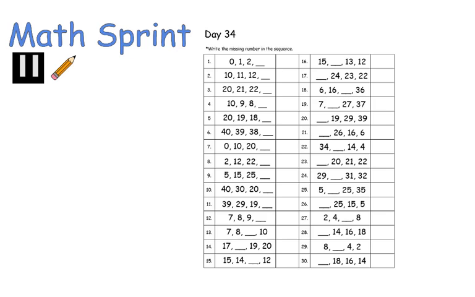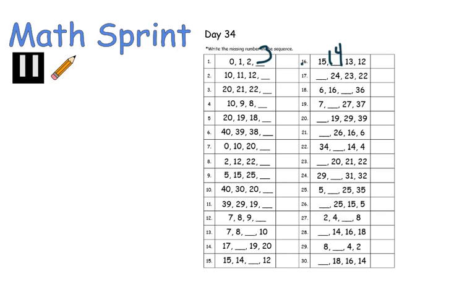Okay, so your first page is a math sprint. So for this one, you are writing in the missing number. So some of them are counting up, like the first one, we have 0, 1, 2, and then the next one is 3. Some of them are counting down, like this one, 16, so 15, blank, 13, 12. So this is 14, when we're counting down, we go 15, 14, 13, 12.